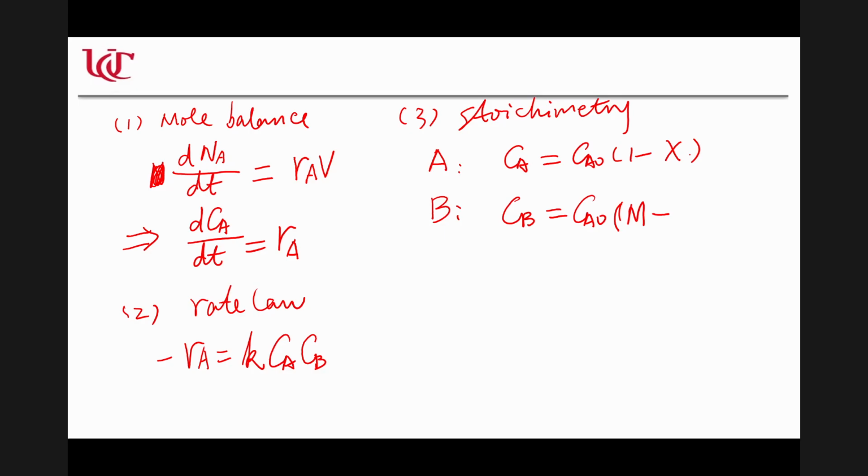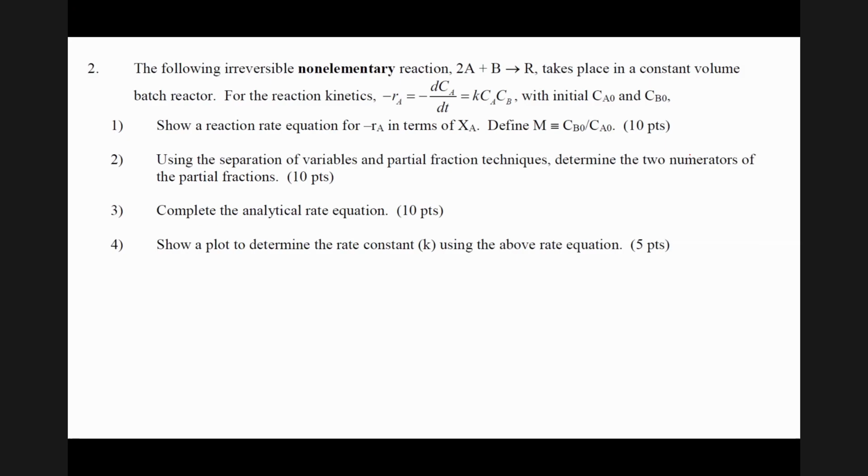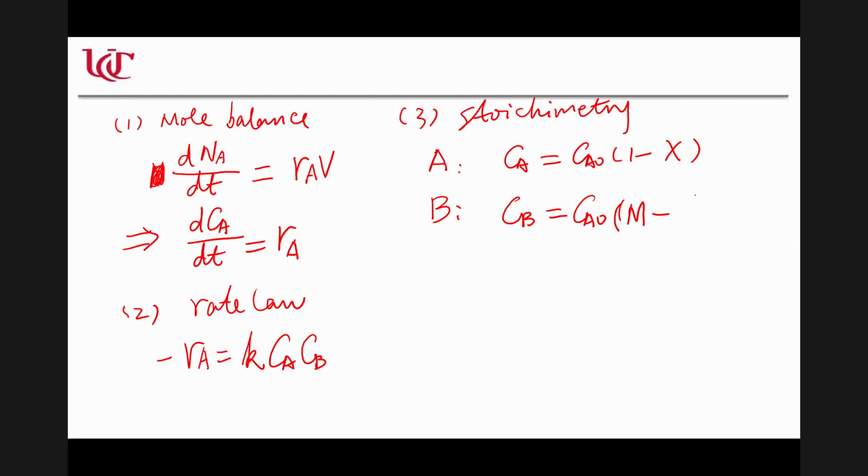M minus, so what's here now? Let's take a look at the problem again, okay? Here, the stoichiometry for B, we need to transform it. The stoichiometric ratio for B is 1/2, so that means M minus 1/2 X. Right, now we can combine them together. 1, 2, 3, we combine them together. So let's see what we have, okay?